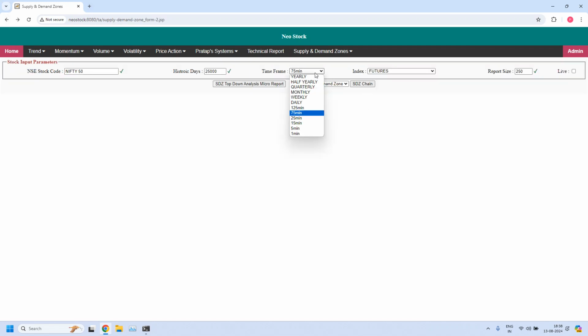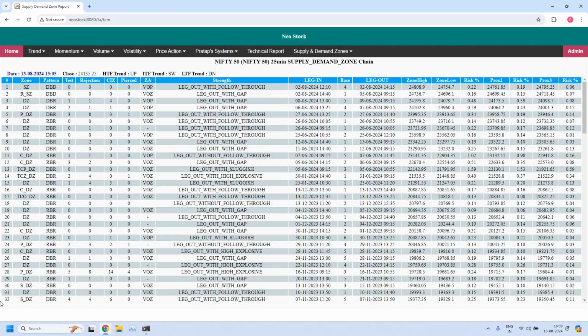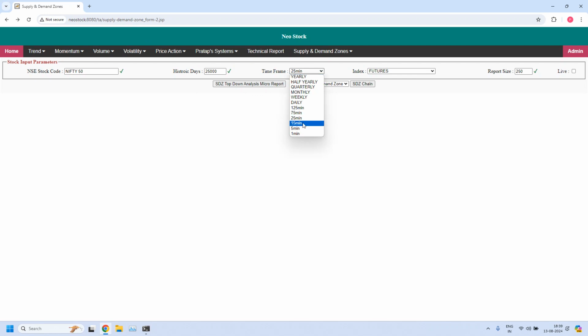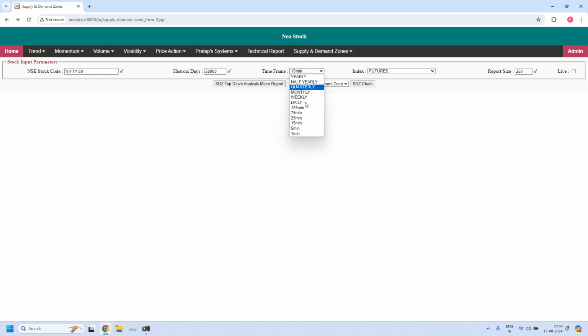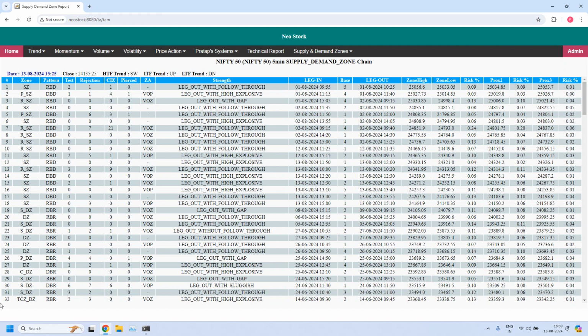And the next time frame is 25 minutes. I am generating 25 minutes supply demand zone chain for NIFTY. And the next time frame is 15 minutes. Now I am generating 15 minutes supply demand zone chain. And the next time frame is 5 minutes. I am generating 5 minutes supply demand zone chain for NIFTY. So this is about the Nifty supply demand zone chain, starting from monthly time frame to 5 minutes time frame.